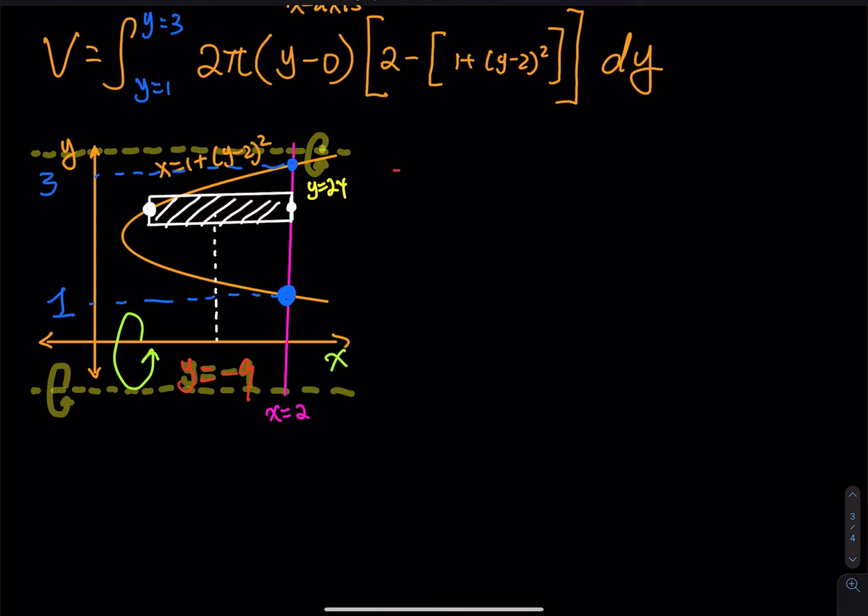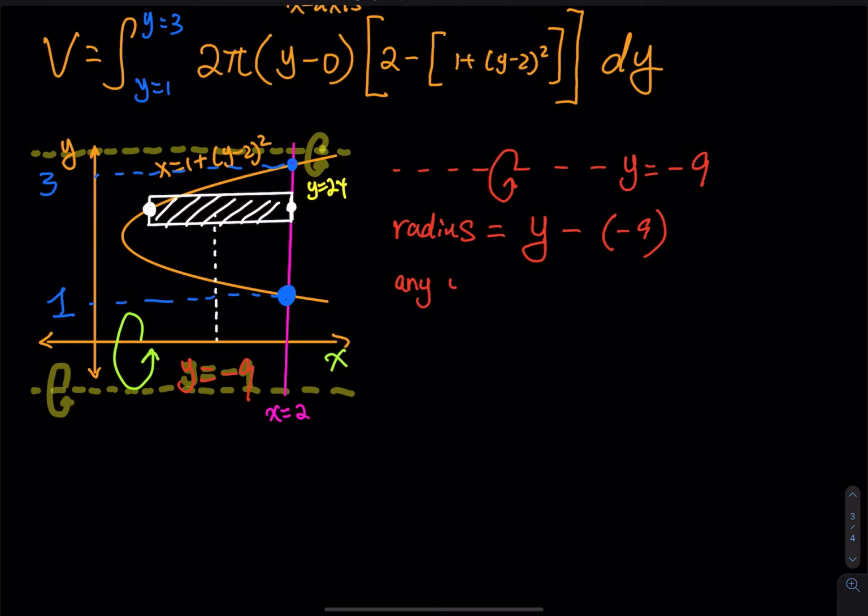So we have this revolution at y equals negative 9. How does that affect the radius and the height? Let's just do the radius first. The radius is equal to the distance between the rectangle and y equals negative 9. So that will be any y subtract negative 9. So this is any y in the region minus y equals negative 9. So that is my radius.